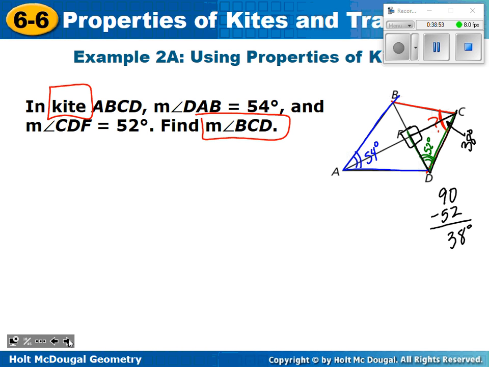Okay, and how do we know it bisects it? Because that's not one of our properties. It doesn't say that the perpendicular diagonals bisect the angles. That's not true for kites, not for every angle. Okay, but that's for parallelograms, and a kite is not a parallelogram. So that's why I'm asking you.